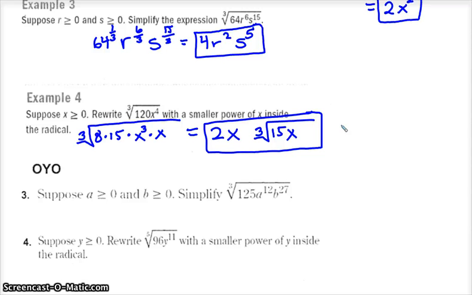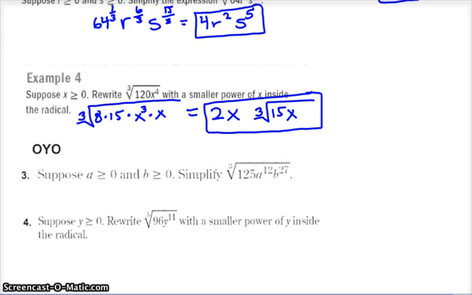Alright, now it's your turn. Try 3 and 4, and then check your answer. Okay, you should have found that I take the cube root of 125, that's 5. I divide the exponent by 3, so that's a to the 4th. Divide the exponent by 3, and that's b to the 9th. So 5a to the 4th, b to the 9th.